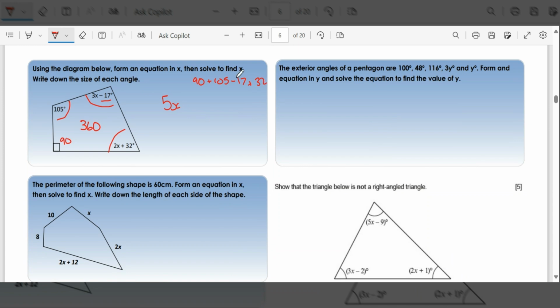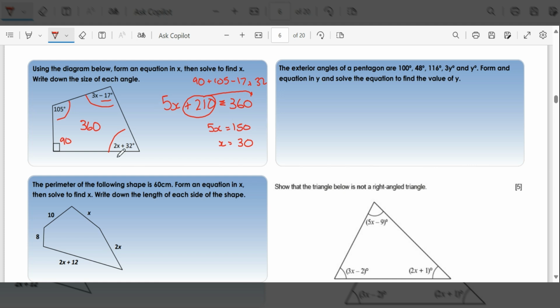Wow, this will take me forever. 195, 188, 178, 178 plus 32, 180, 210. Okay, so that's what those four angles add up to. But in reality, they equal 360. And then it's just a little equation to solve. Move that over, take it away. So 5x equals 150. And 150 divided by 5 is 30. So x equals 30. It then says work out the size of each angle, right?